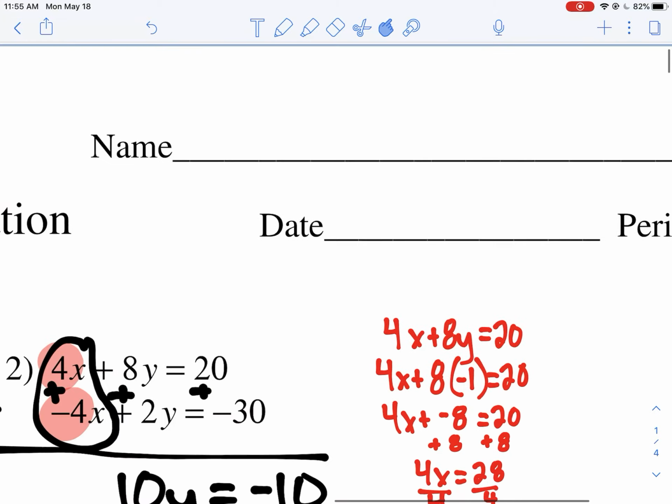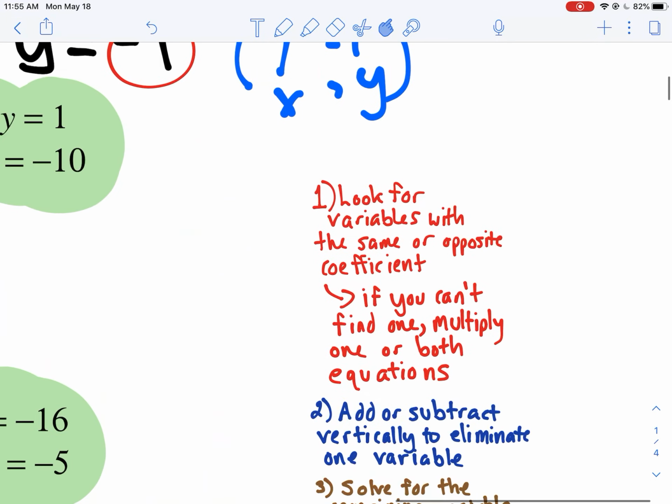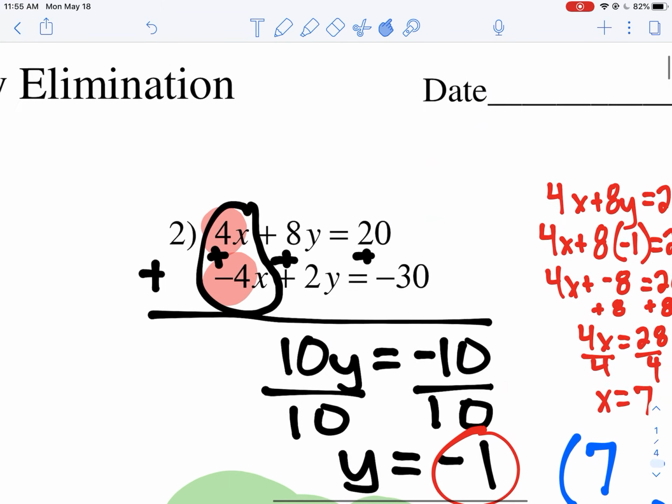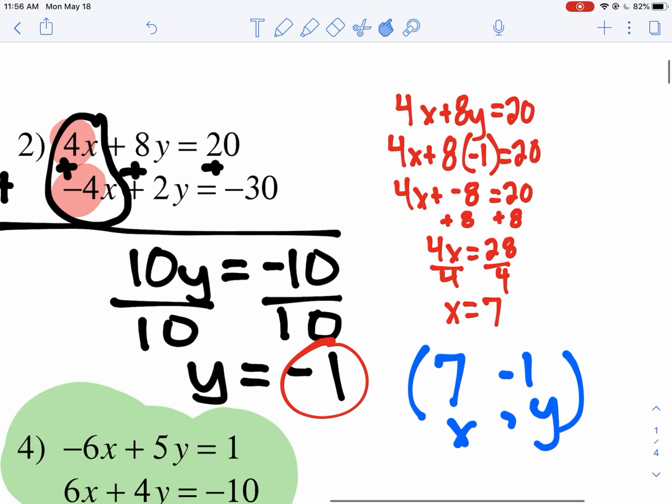Go all the way back up to the top here. Again, using our steps, look for variables with the same or opposite coefficients, cancel that variable out, solve for the remaining variable, and then substitute it back in.